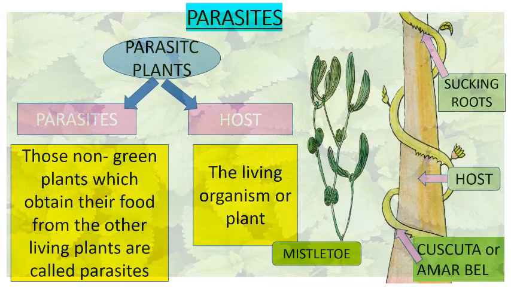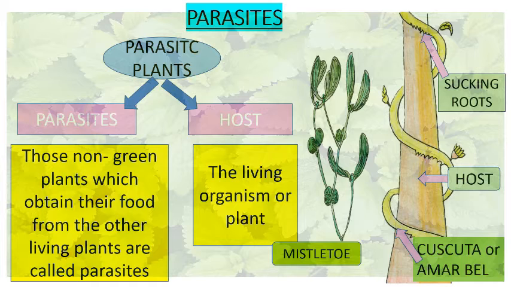An example of a parasitic plant is cuscuta. It is called amarbel in Hindi. Another name of the cuscuta plant is dodder plant. It is a non-green plant. It does not have chlorophyll, so it cannot synthesize its own food. We can see the cuscuta plant twining around the host plant. It is a yellow, cylindrical, golden colored plant. It has a special type of root to suck the nutrients from the host plant. It deprives the host of valuable nutrients. That is why it is called a parasitic plant.